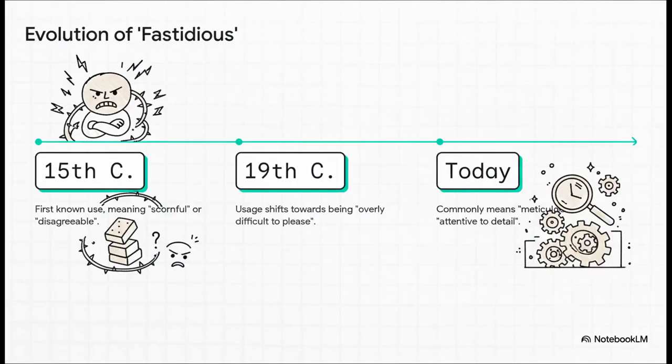This timeline really shows its journey. Back in the 15th century, it meant you were scornful, just plain disagreeable. By the 19th century, it kind of softened to mean hard to please. And only pretty recently has it come to mean attentive to detail. Knowing this whole backstory gives the word a depth that a simple definition never could.